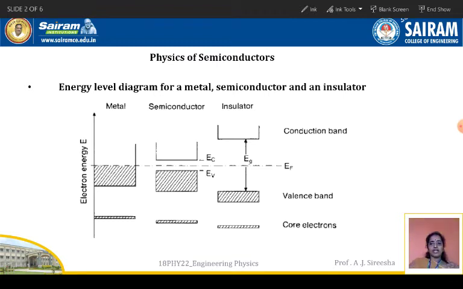Now you can see the energy level diagram here. Conduction band and valence band are totally overlapped in the metals, and in the semiconductors there is a small energy gap between the valence band and conduction band. But in the case of an insulator there is a large energy gap, that means the valence band and conduction band are very far apart, with the difference called the energy gap. So this is the difference in the energy level diagram for a metal, semiconductors and insulators.